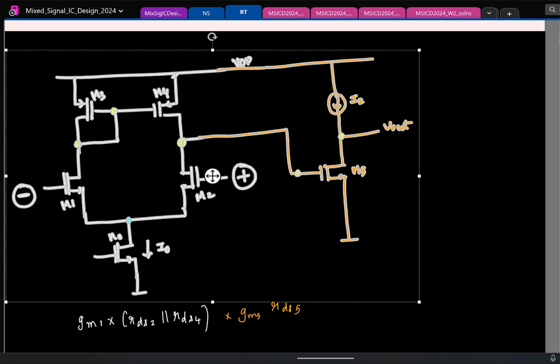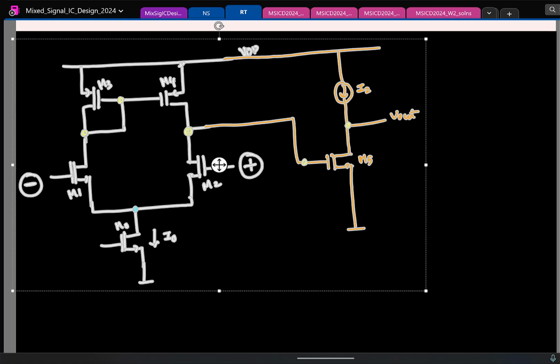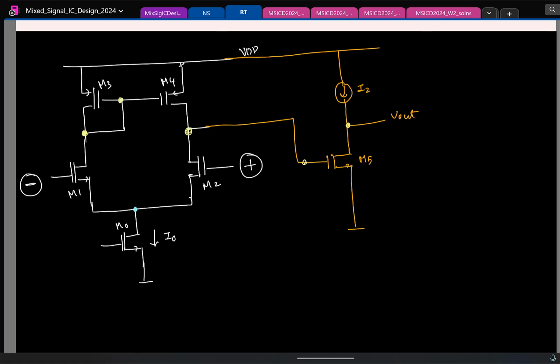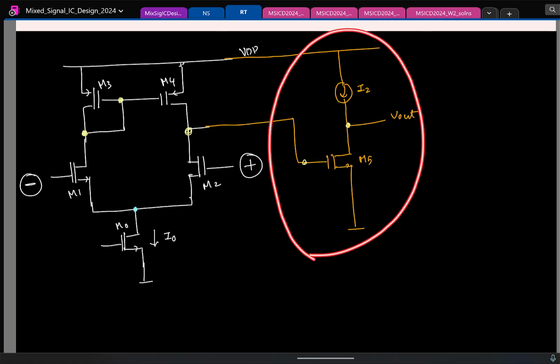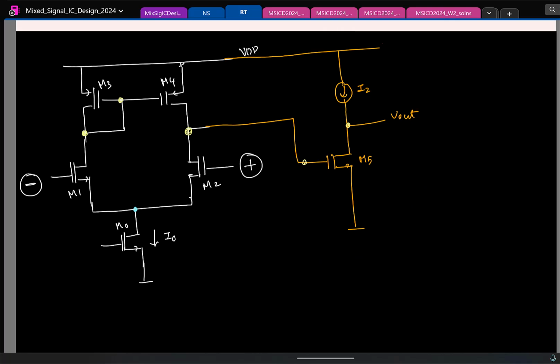Let's take the circuit. Let's stare at the circuit. Look at this part in particular. So what I have essentially done here is I have pumped in a current to a drain. I am pumping in a current to the drain of a transistor and assuming that the gate voltage will get set automatically.